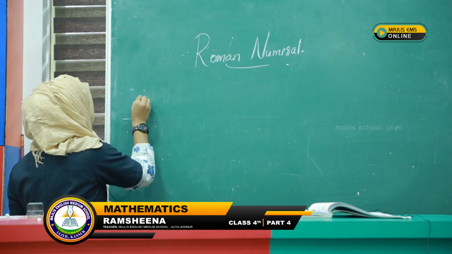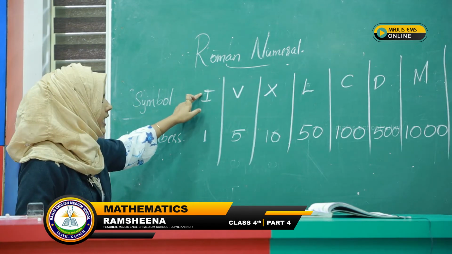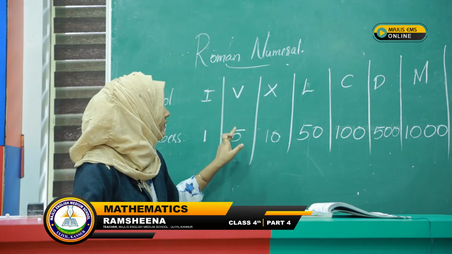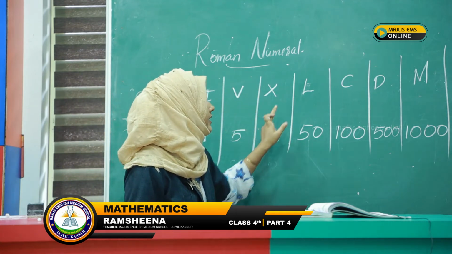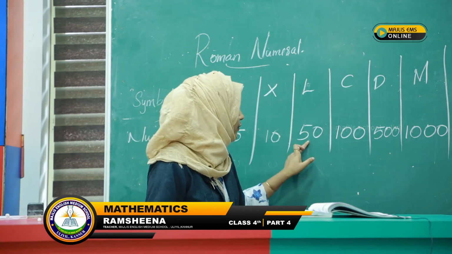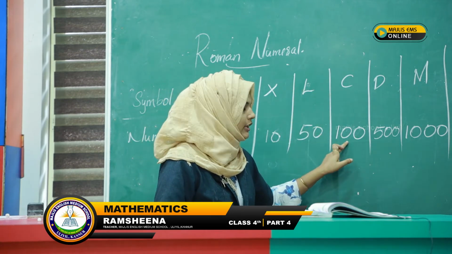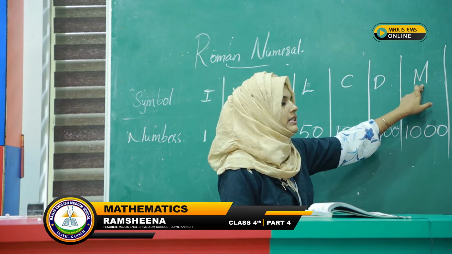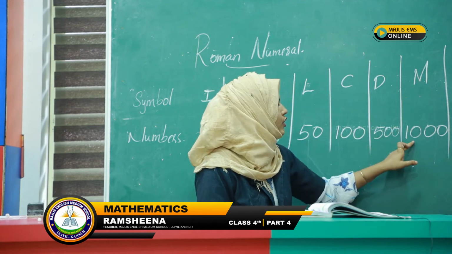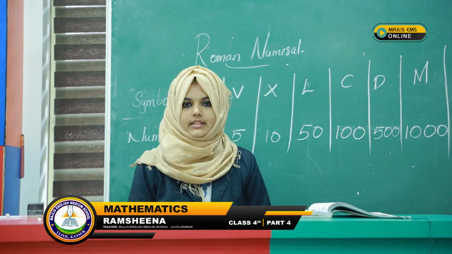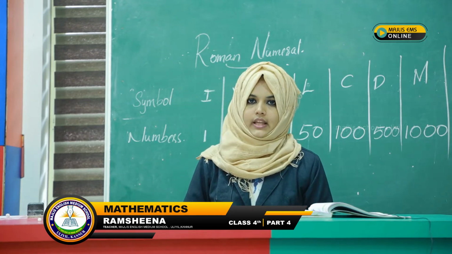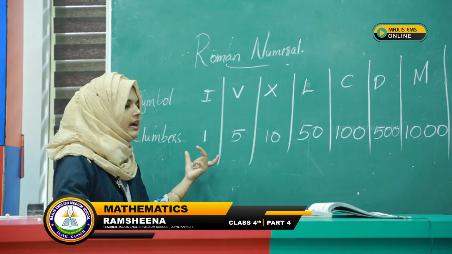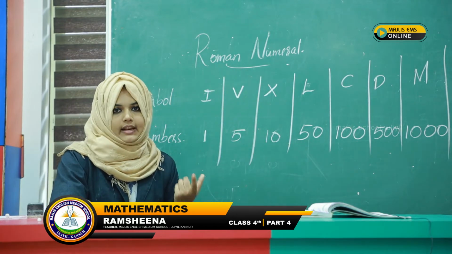So, look at these symbols. The symbol I is equal to 1, the symbol V is equal to 5, the symbol X is equal to 10, the symbol L is equal to 50, the symbol C is equal to 100, the symbol D is equal to 500, and last one, the symbol M is equal to 1000. All of you understand? These 7 symbols are used to create numbers.